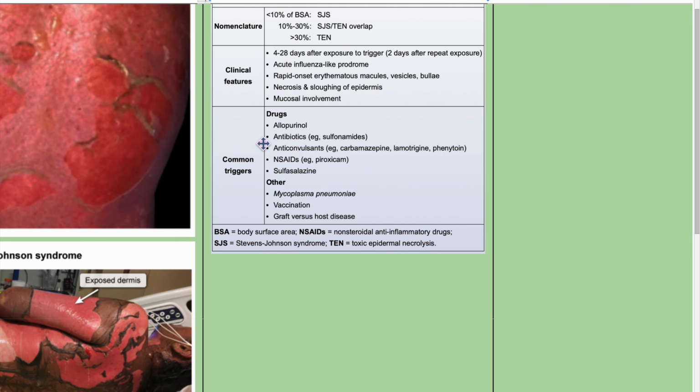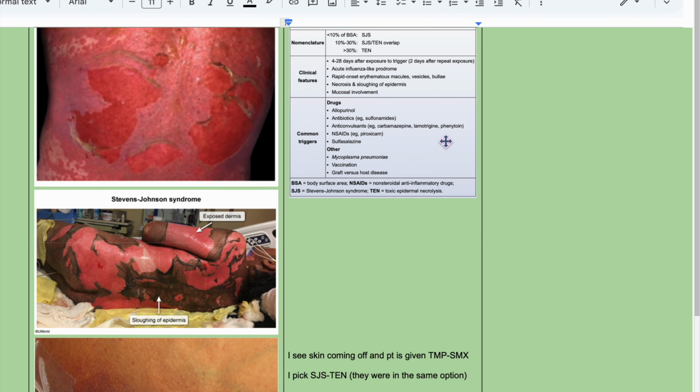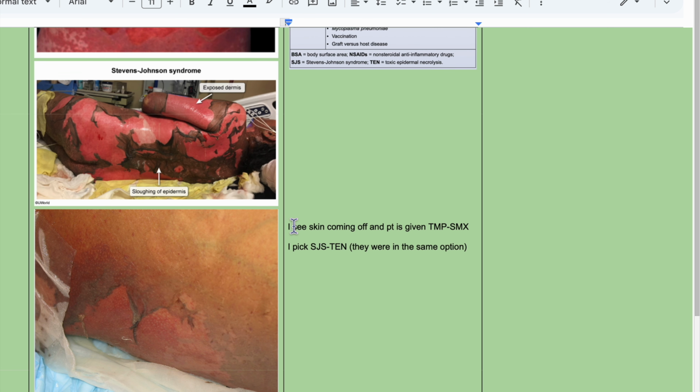Common triggers are allopurinol, antibiotics, anticonvulsants, NSAIDs, sulfasalazine. Others are Mycoplasma pneumoniae, vaccination, GVHD. Right. I see skin coming off, and the patient is given TMP-SMX. I pick SJS/TEN, they were in the same options.